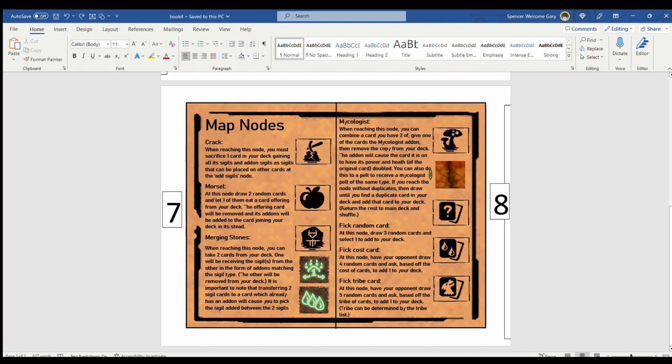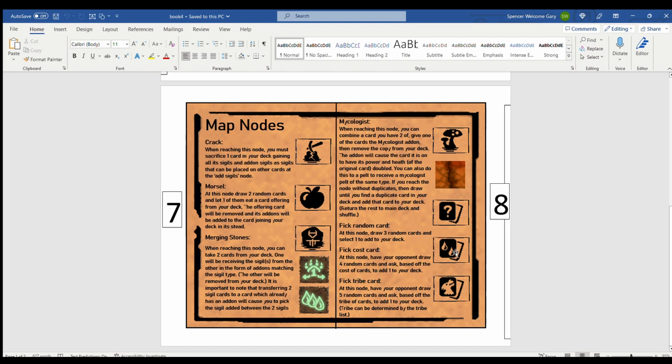So basically, if you reach this without a duplicate card, you'll just draw until you get a duplicate card, and then you'll add just that duplicate to your deck. And then the rest of the cards that were drawn to try to find a duplicate would be returned to the deck, and the deck will be shuffled. Pick random card. At this node, draw 3 random cards and select 1 to add to your deck. Pick cost card. At this node, you'll have your opponent draw 4 cards and ask based off of cost of the cards to add 1 to your deck.